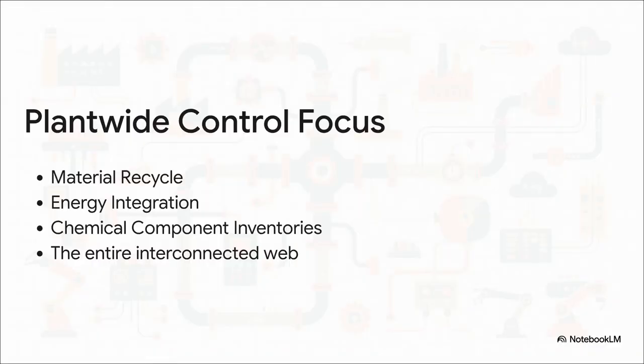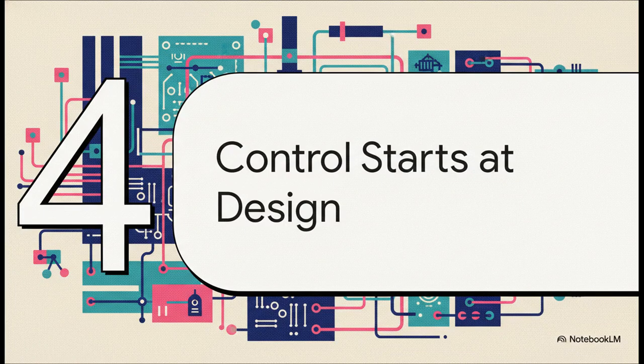This way of thinking forces you to manage the whole web at once. You have to think about that material snowballing through the recycle loops. You have to consider how energy is shared between different units. You have to track the inventory of every single chemical in the whole system. You just can't tweak one thing without affecting everything else. And that brings us to what is, frankly, the most profound insight in this entire field. If you really want to control a complex system like this, where do you actually have to start?